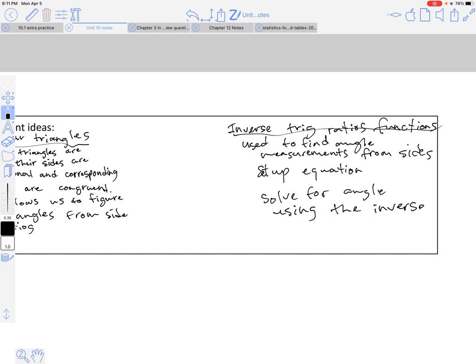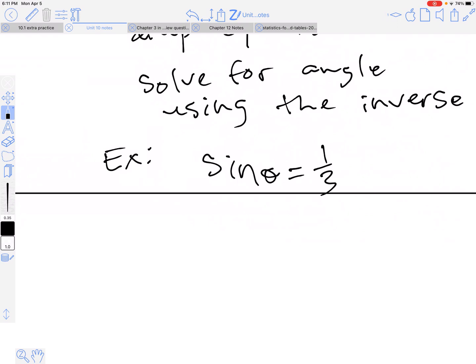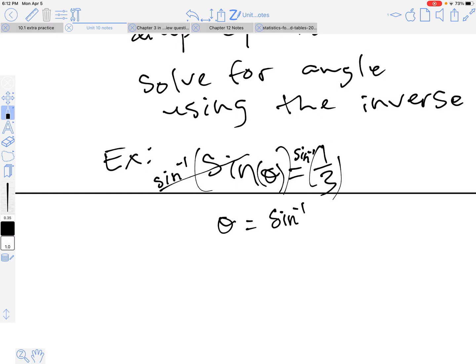Let me give you an example of this real quick. So if I say sine of theta equals 1/3, now you already know it's supposed to be 19.5 when we round, okay? But theta is trapped, it's the input of sine. So what we're going to do is apply the inverse of sine here, which will cancel that out, leaving us with theta. But what you do to one side, you have to do to the other. So the angle will be inverse sine of 1/3. So let's take a look at that.